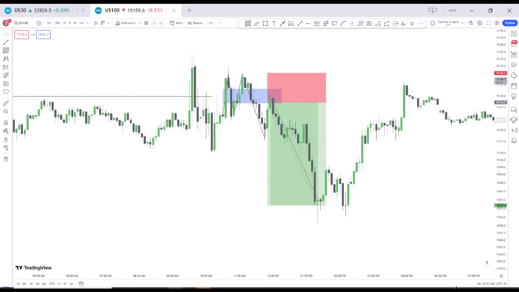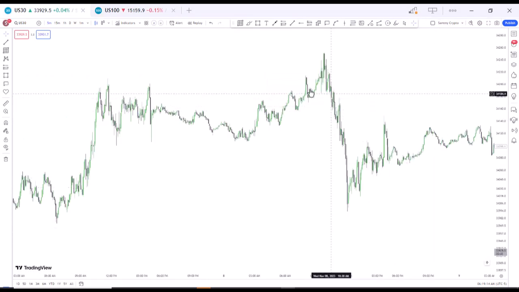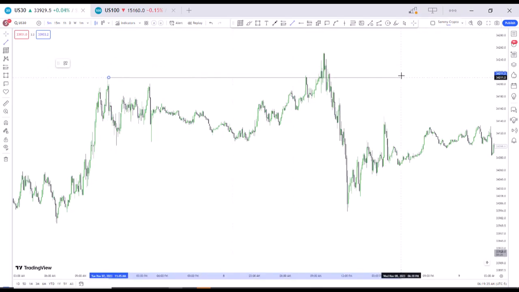Let's look at one more example, this time on US 30, not NASDAQ. So this is US 30. It's very important to know that I use this inverse fair value gap on the 5-minute time frame, but that does not mean that it doesn't work on any other time frame. It works on any other time frame, but the win rate of it working on the 5-minute time frame is very high. I mean, you can still see it on the 15-minute time frame. You can still see it on the higher time frames or the lower time frames.